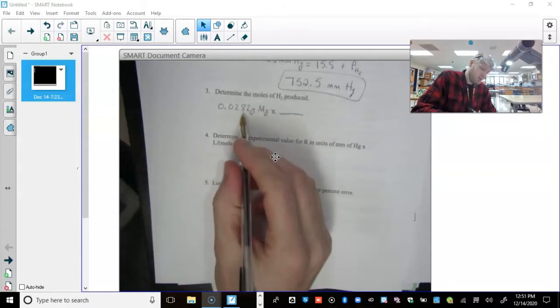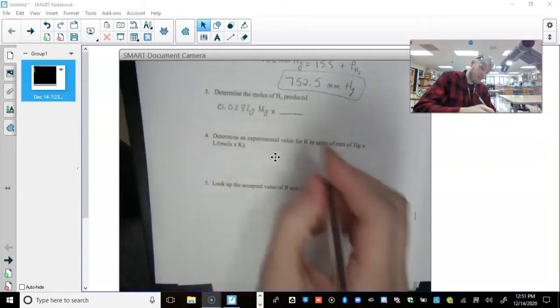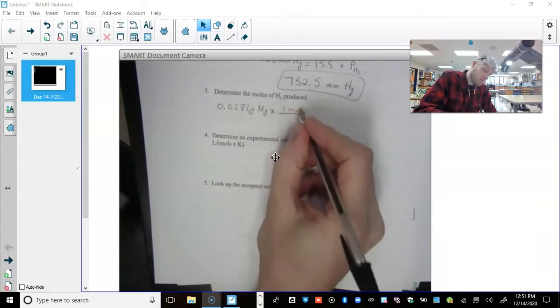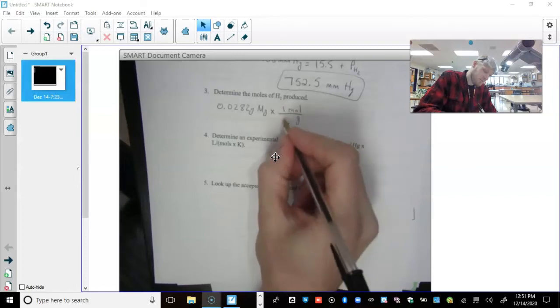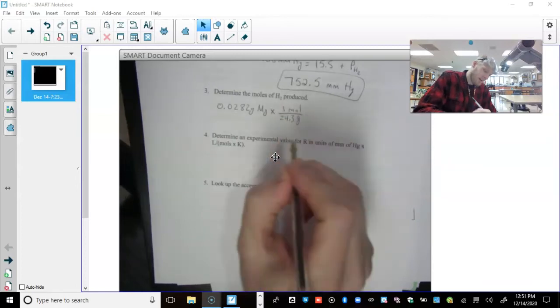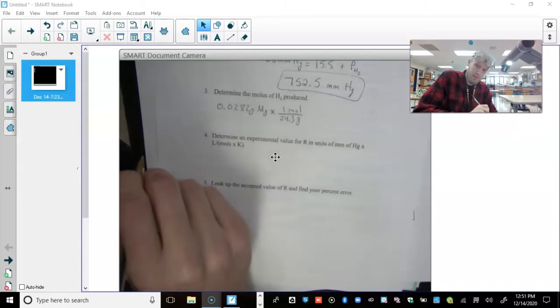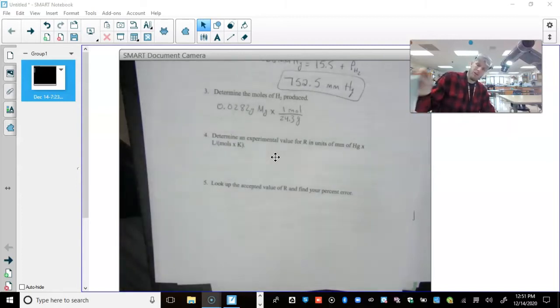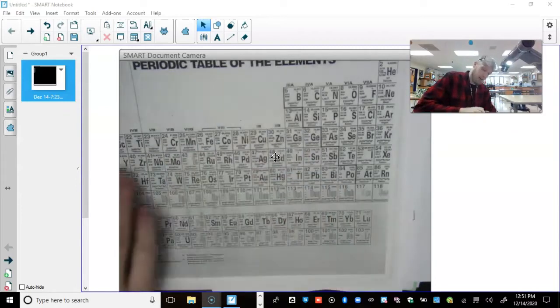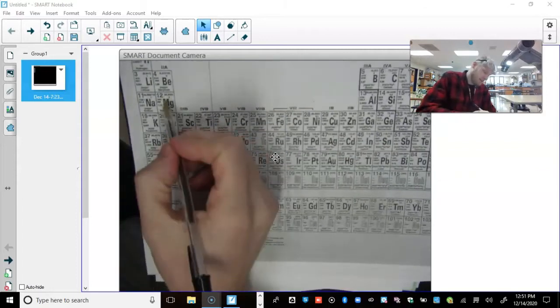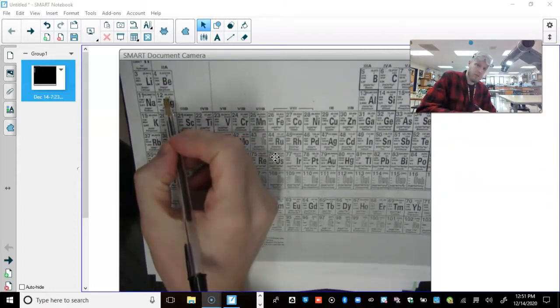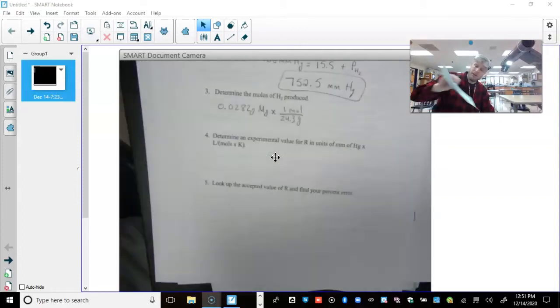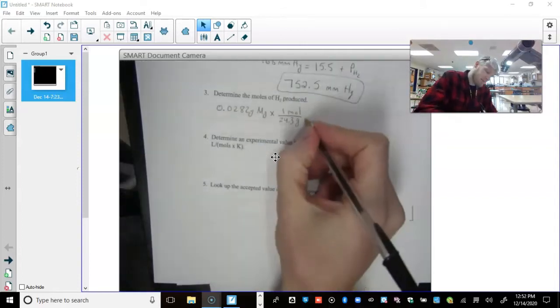We got 0.0282 grams of magnesium. We want to first convert this to moles. And I know that there are 24.3 grams of magnesium in 1 mole of magnesium because I know my periodic table. If you're not sure, you can go to it. It does say 24.3 right there. Don't believe me, you can look it up.